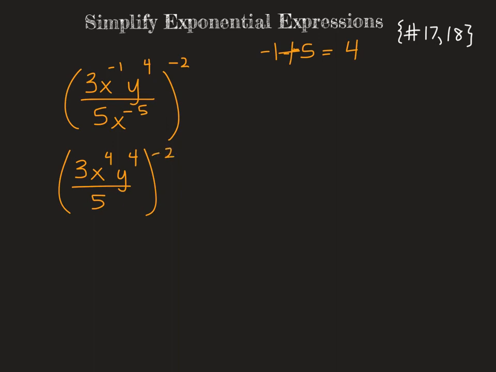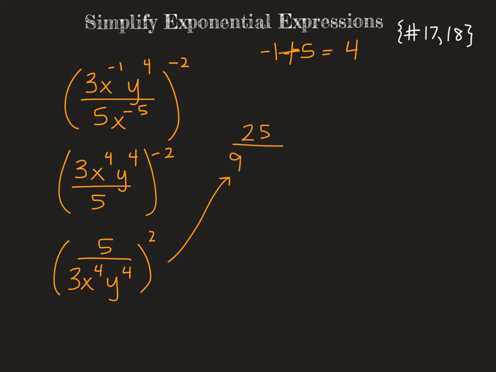And raising something to the negative second means what we can do is flip all of this. A negative exponent means flip. The way that I prefer doing this is to just flip everything. So the 5 will go in the numerator, then the 3x to the fourth, y to the fourth will be in the denominator, and it's just raised to the positive 2. From here, it's not that bad. It's what we've already done. So we'll have 5 squared, we'll have 3 squared, then we'll have x to the 8th, y to the 8th.